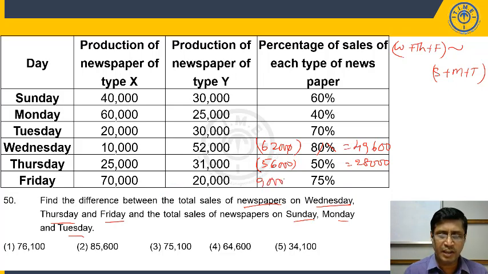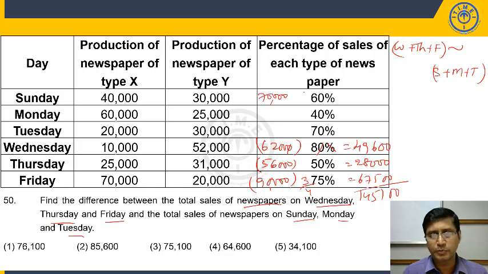75% means it is a 3/4 value. So 3/4 of the value is equal to 67500. When you add all these values, it will give 145100. And whereas Sunday, Monday and Tuesday, Sunday means total here 70,000 total number of newspapers produced.